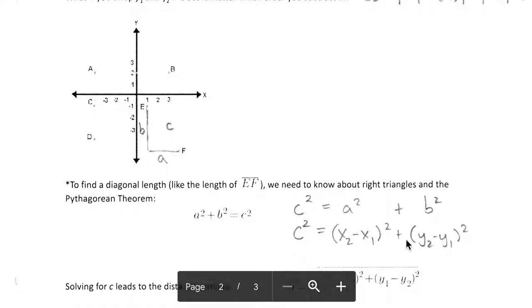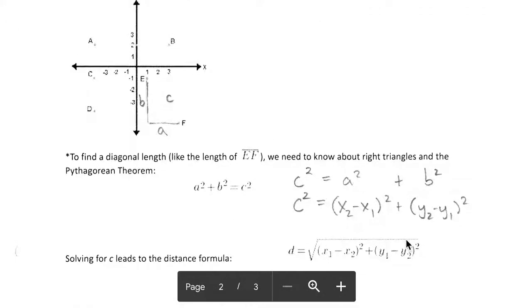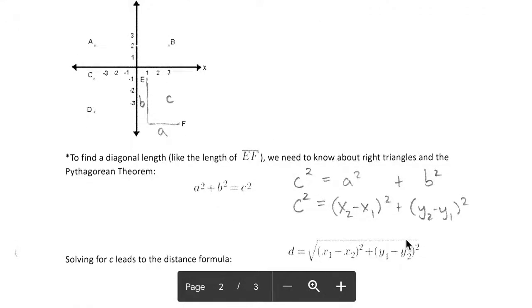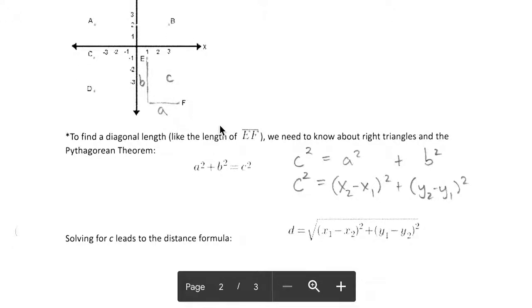All right, here comes the big one. What happens if we need to find a diagonal length? For example, segment EF is going to be a diagonal segment. In order to do that, we either need to use the distance formula or we need to use Pythagorean theorem. And as it turns out, they're actually the exact same thing.